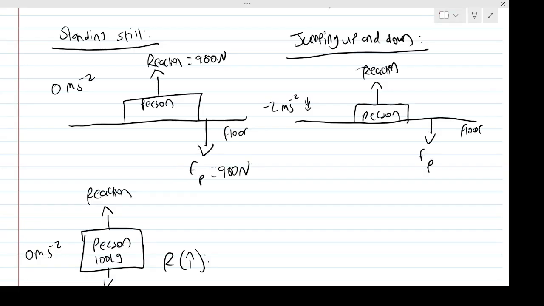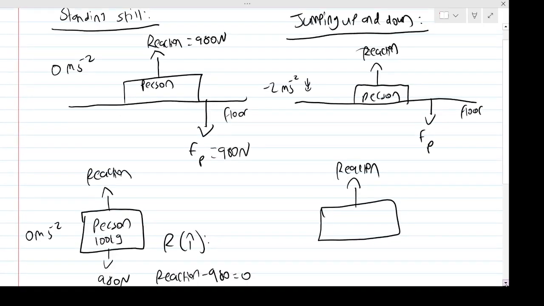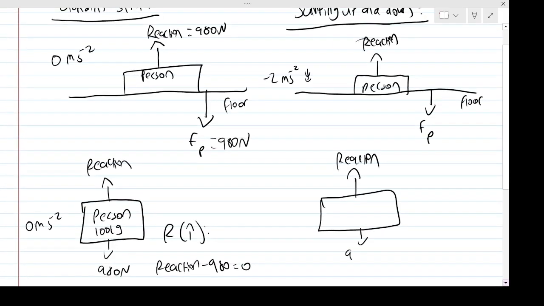Okay, jumping up and down. Now it's slowing down, it's decelerating at -2 because it's hitting the floor, so it's going to lose its speed quite quickly. So in this case, if I draw the force diagram on the person, again, it's going to be the same diagram. The reaction force and its weight of 980. Again, the weight, I must stress, is independent of any contact. The person will have the same weight regardless of where it's at, what situation it's in.